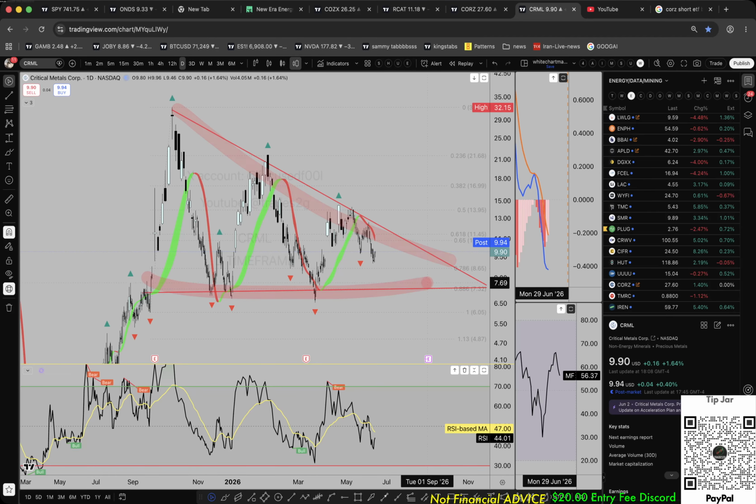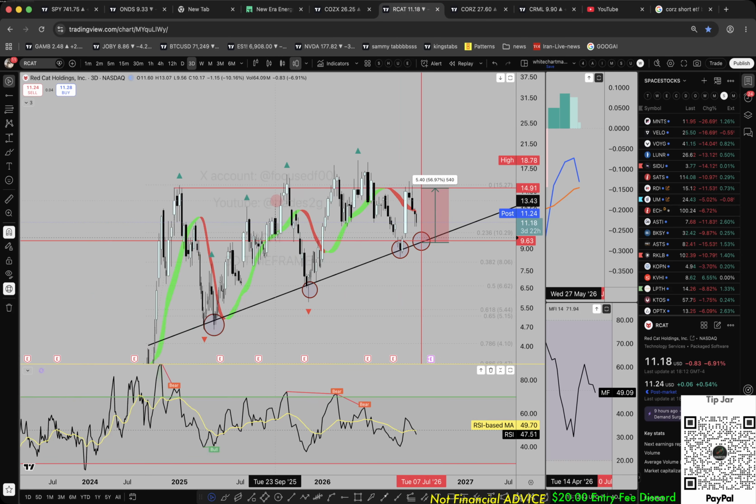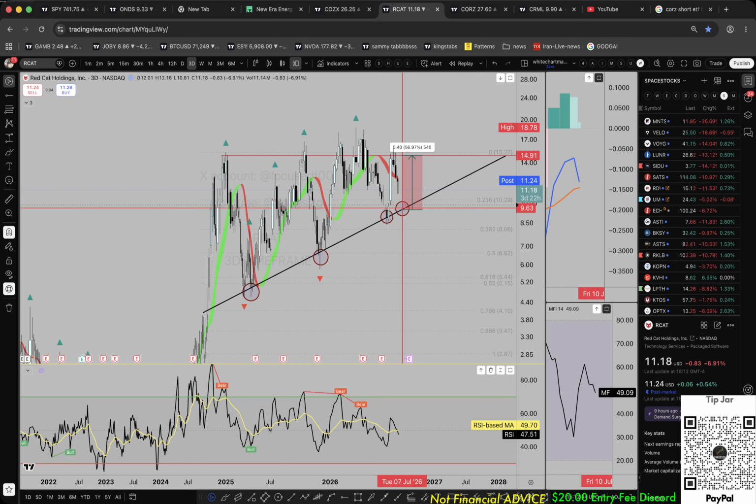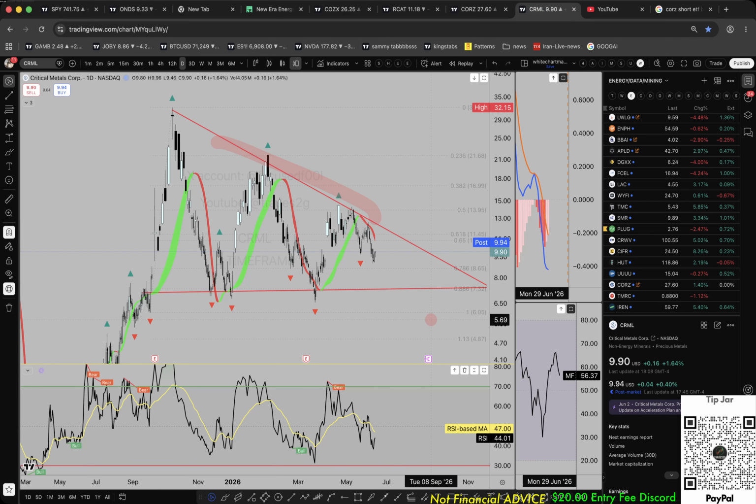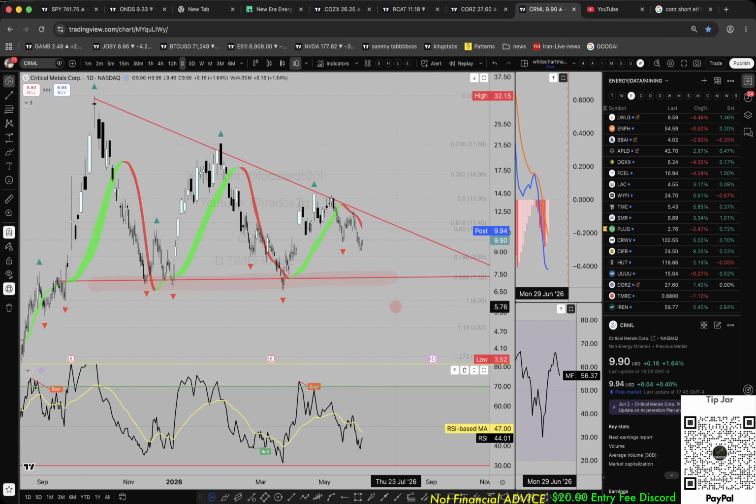Last but not least, CRML. This one's fairly easy. Just like RCAT, it's making an ascending wedge. The opposite is not true for CRML. This is making a descending wedge. But again, descending wedge is also neither bullish, neither bearish.